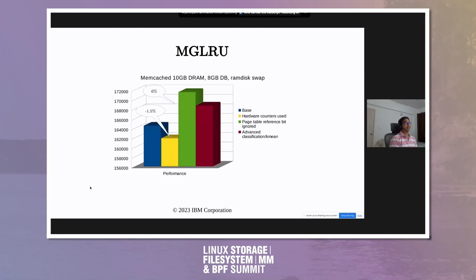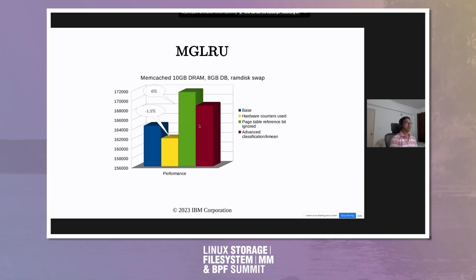I also did another experiment with Memcached. One of the things I ended up doing, as I said, was using hardware counters in the sorting phase. We could also completely kill the folio reference lookup, looking at the page table reference bit completely, so we can avoid the complete RMAP. If I do that, the performance improves really well. There's a 6% improvement in Memcached.